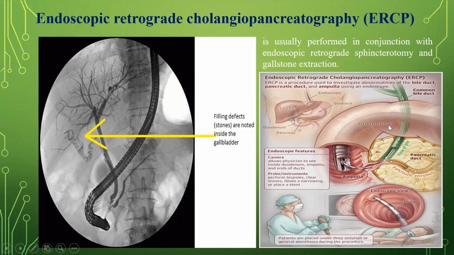It's usually a tube of an endoscope with a special tool which can help the surgeon to make the common bile duct wider and to perform gallstone extraction, not only from the bile ducts but also from pancreatic duct stones. On this film you can see the filling defects.